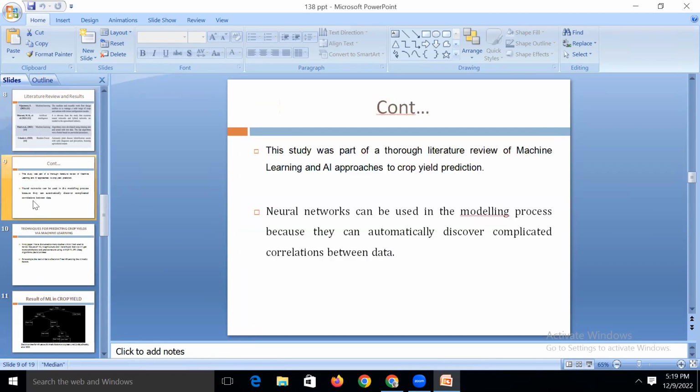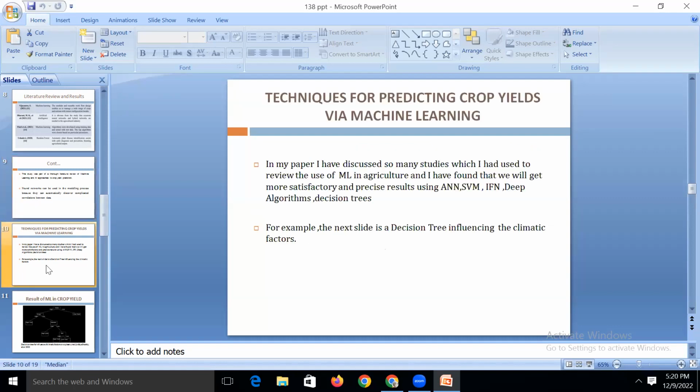This study was part of a thorough literature review of machine learning and AI approaches to crop yield prediction. I have analyzed that neural networks can be used in the modeling process because they can automatically discover complicated correlations between the data. These are the techniques for predicting crop yield via machine learning used in previous studies.